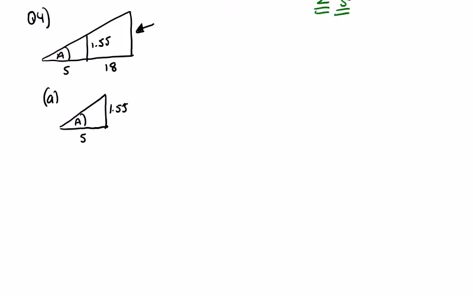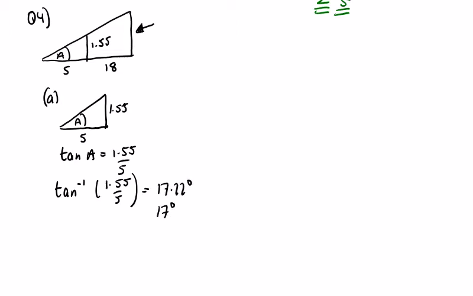So you can see the two straight sides are going to be tan. So the tan of A is equal to O over A, 1.55 over 5. So the inverse tan of 1.55 over 5 gives me the angle. And we're asked to correct to the nearest degree. It comes out on my calculator at 17.22 degrees. So correct to the nearest degree is 17 degrees.